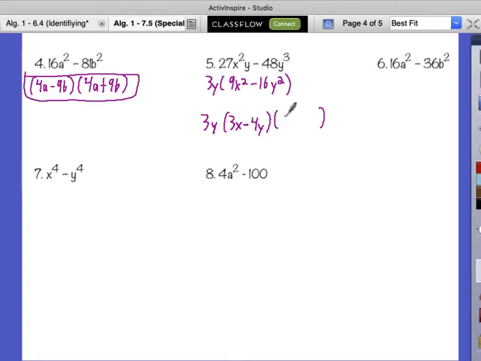Not x over 3. No, 3x add 4y. Notice our pattern, guys. Everyone has the same numbers in the parentheses, but one's subtraction, one's addition. Every time. And if we were to FOIL this back out, we'd get our answer, which is how we know we did it right.